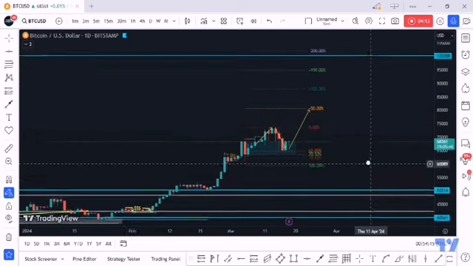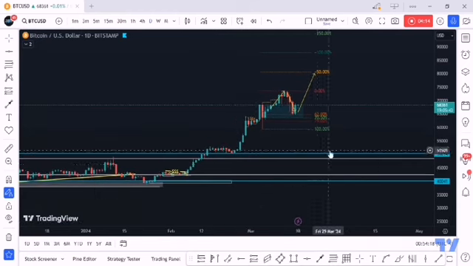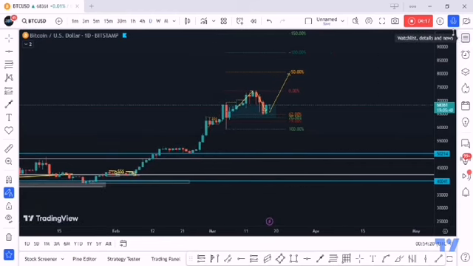Currently, the markets are looking good. The altcoin markets are also looking quite good. So we just need to be patient. I'm going to take a look at gold for our last pair, and then I'll end it off.